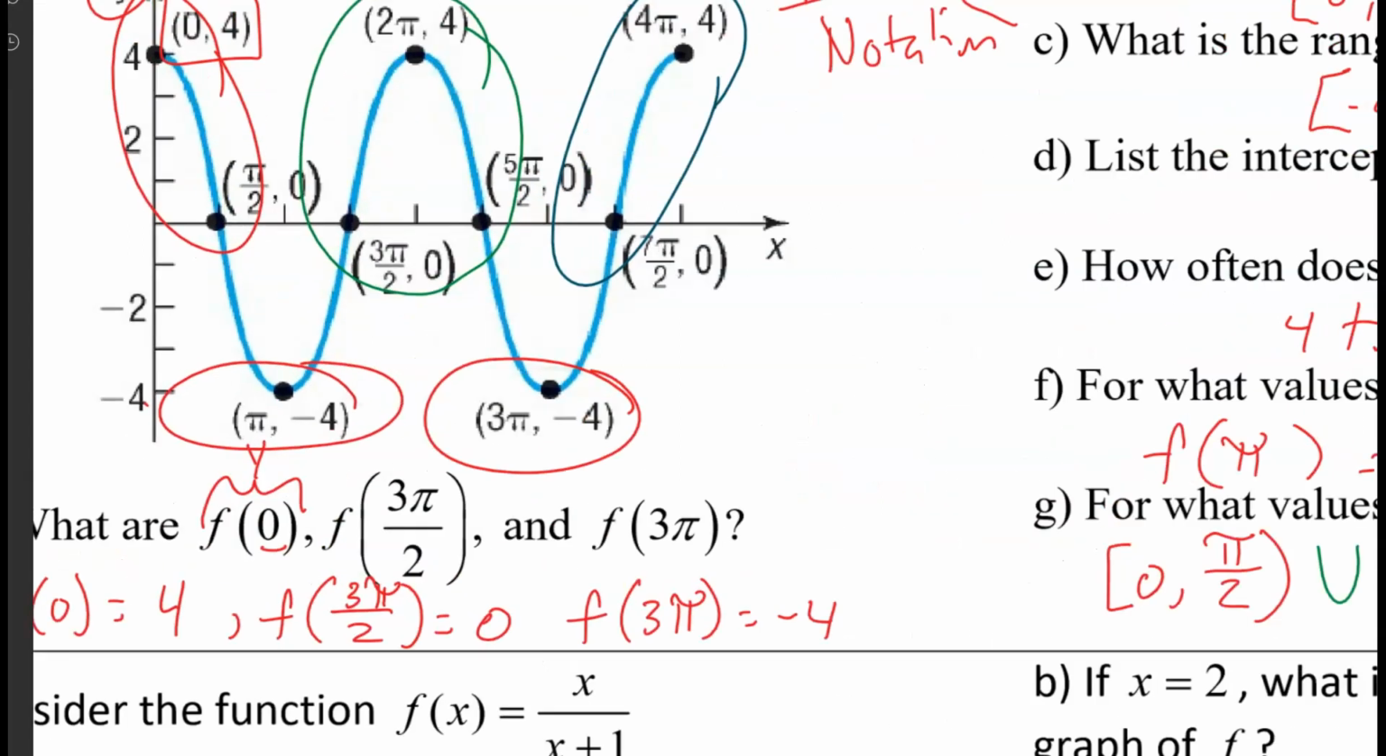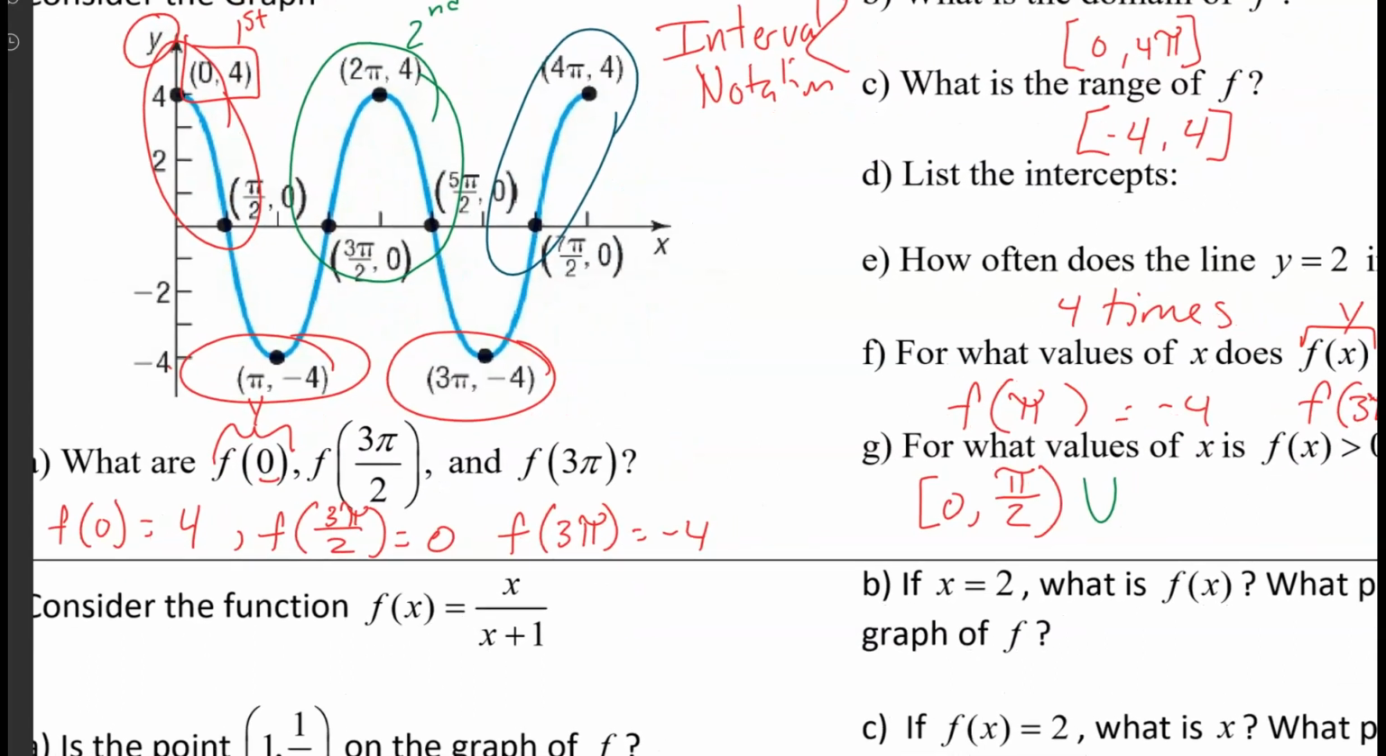Is this too small for you guys? Is that better?